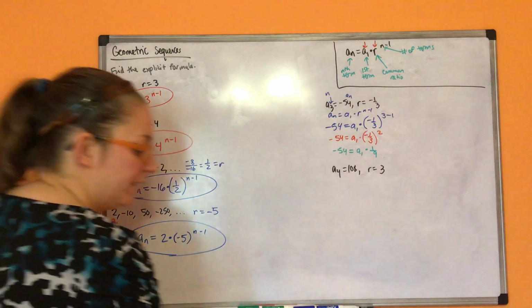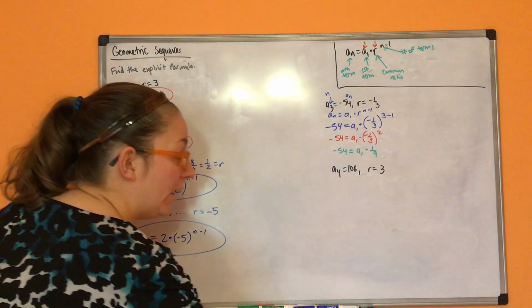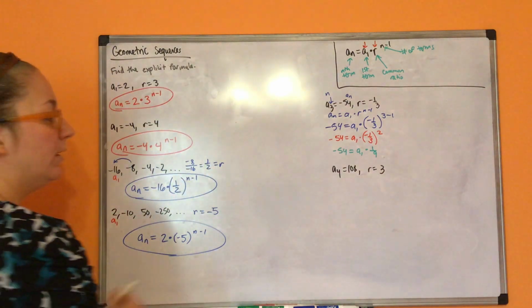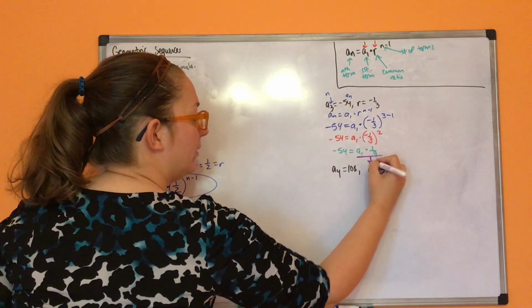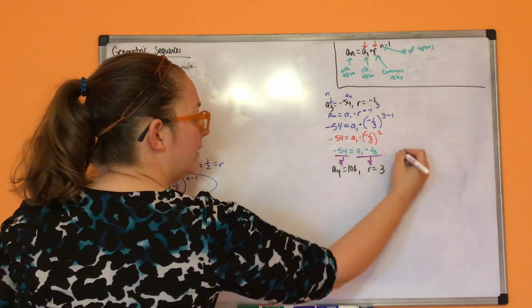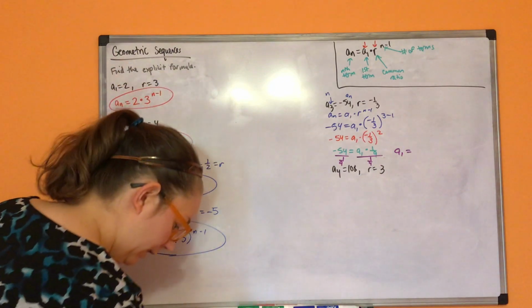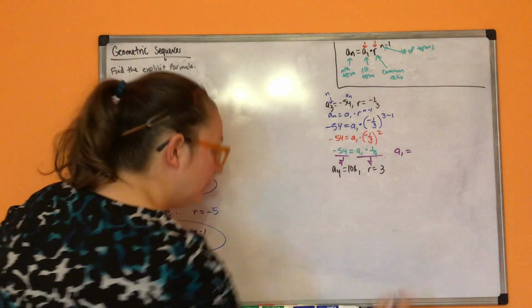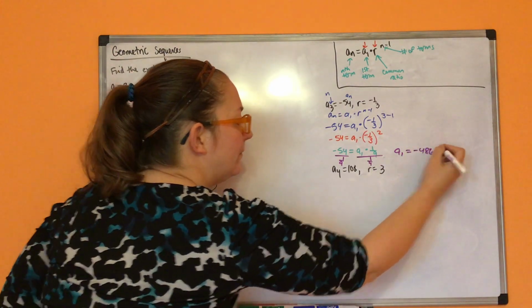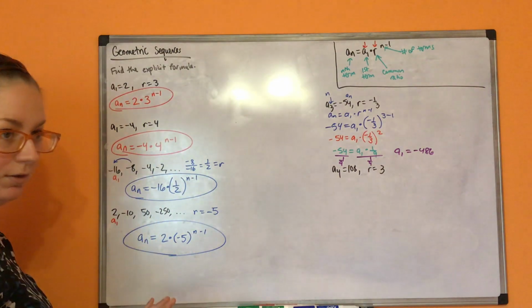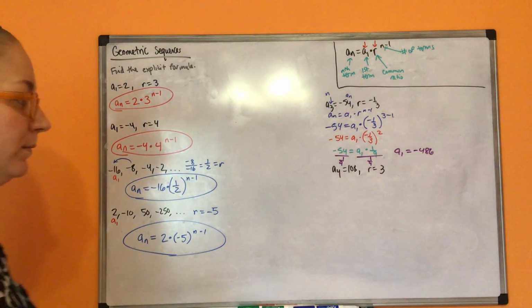To get A1 by itself, with A1 times 1/9, to undo times 1/9, I divide both sides by 1/9. And when I do that, I get that A1 equals negative 486. I used a calculator for that. Feel free to use a calculator, Desmos, when you do this on your own.